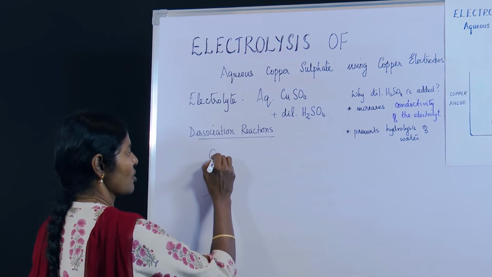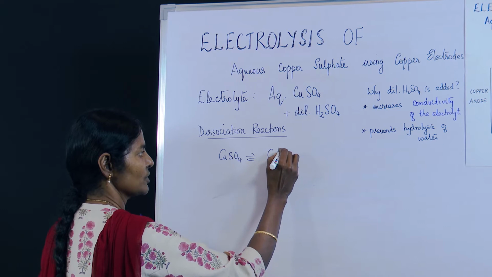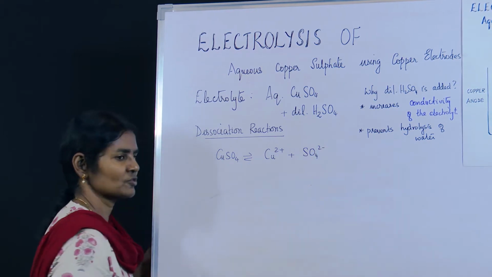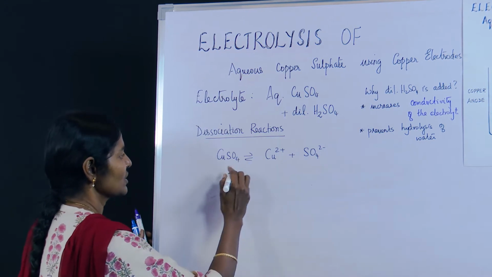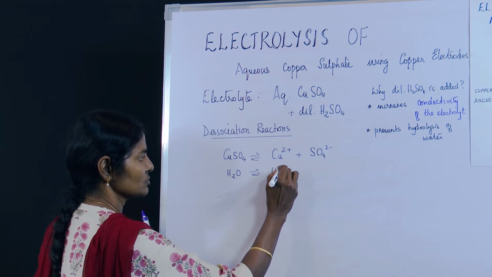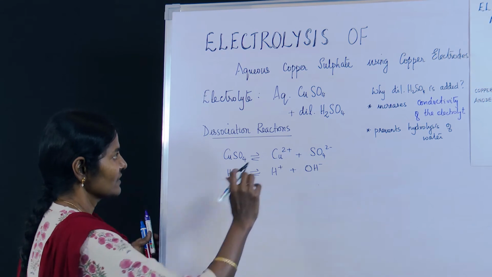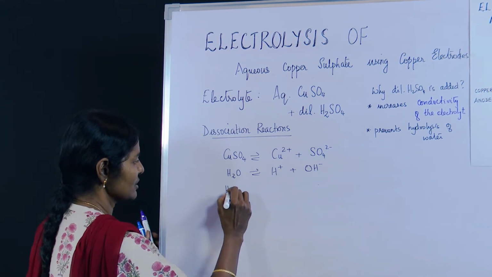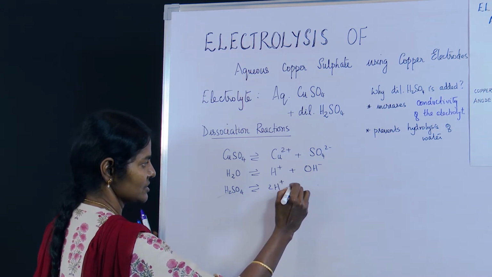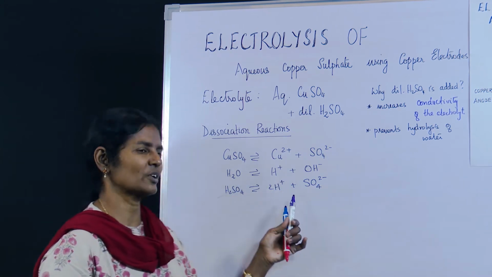So, we have copper sulfate breaking down into copper ions plus sulfate ions. The next that we have is water, which breaks down into hydrogen and OH minus. Then we have dilute sulfuric acid, which breaks down into again hydrogen and sulfate ions. So, this is how it dissociates.